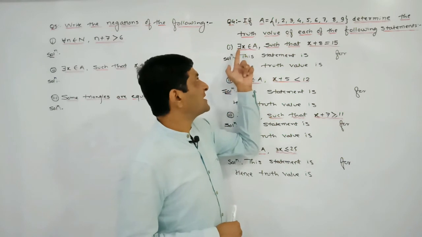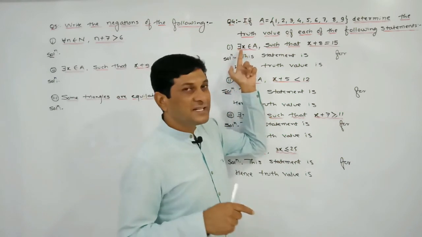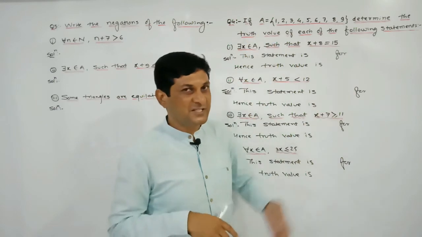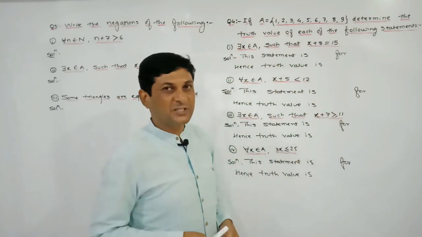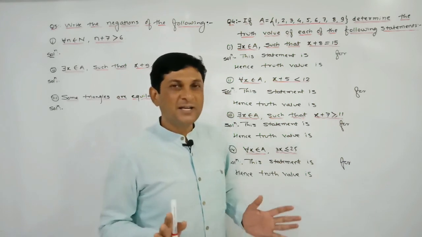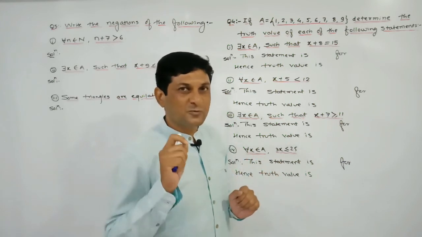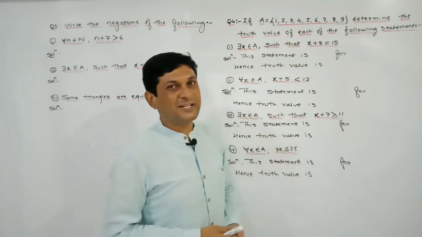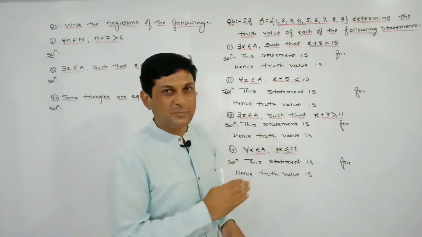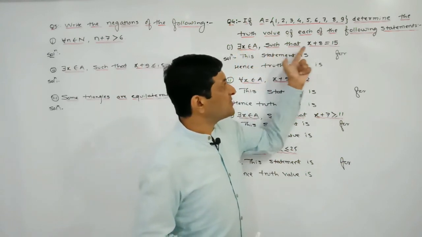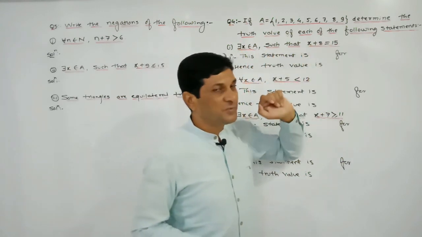So see the first example, there exists. What does there exists mean? There exists at least one element in this set which satisfies the given condition. Let us check whether at least one element of this set satisfies this condition or not. In case of there exists, if at least one element satisfies, at that time we can say that the statement is true. So there exists x belongs to A such that x plus 8 is equal to 15.